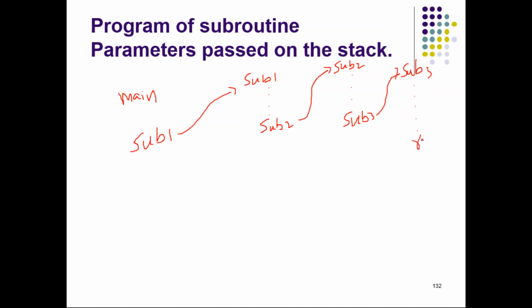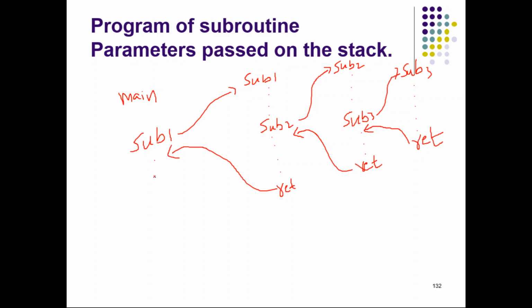So the last statement will be a return statement. When the return statement of subroutine 3 is executed, control should go back to subroutine 2 after the call statement. And the last statement in subroutine 2 will be return. When the return statement of subroutine 2 is executed, control should go back to the statement which follows the subroutine 2 call statement. And again when the return statement of subroutine 1 is executed, the control will go back to the main program, to the instruction which follows the call instruction.